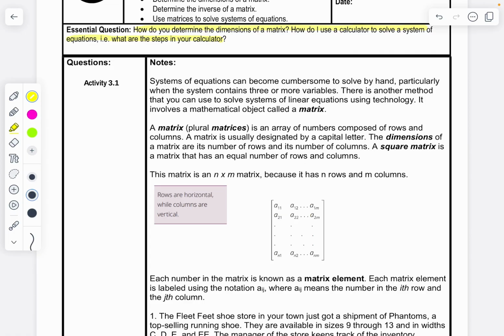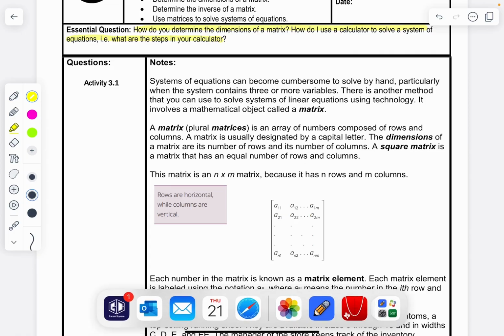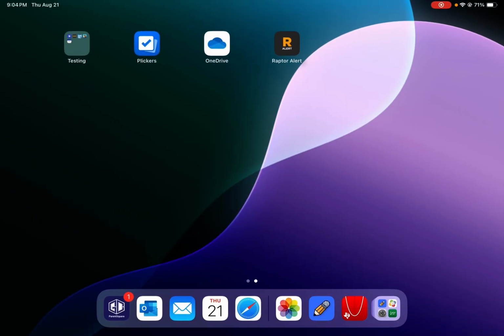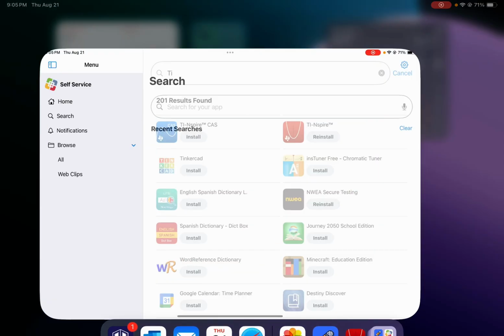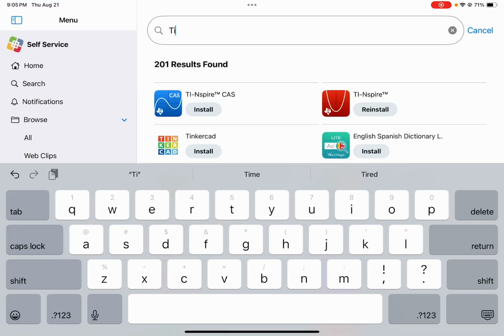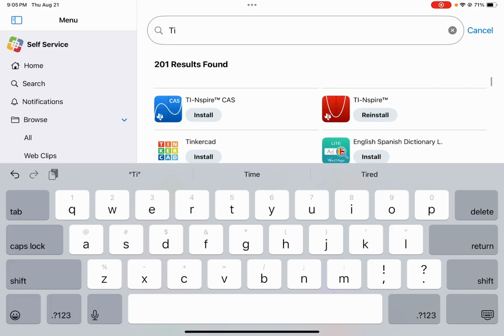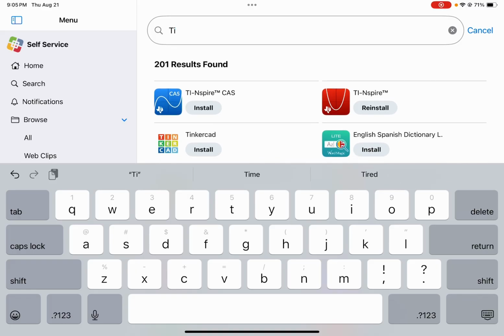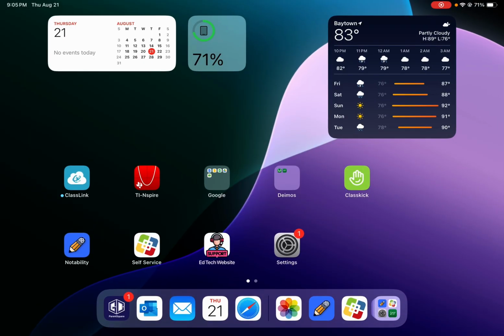If you are at home, or even if you're not at home, I need everyone to go to their self-service app, okay? You're going to type in TI Inspire, and I want you to download this red one right here. Mine says reinstall. I want you to download that, and that is the calculator we're going to use when we're at home. It models our handheld.